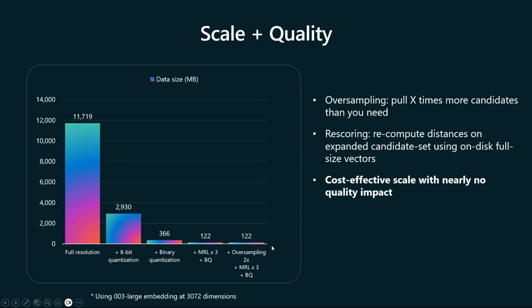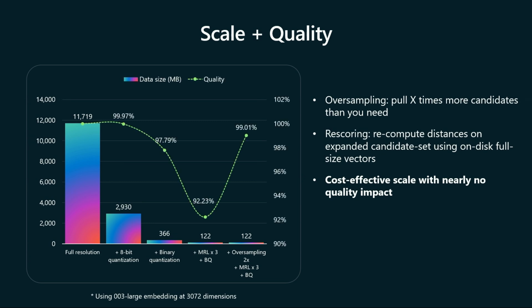And these last two are the same because using this full resolution vector for rescoring doesn't actually use any memory. That's an on-disk operation, so it doesn't add anything at indexing time. It's just a query time trick. Now, quality-wise, this is what this looks like.